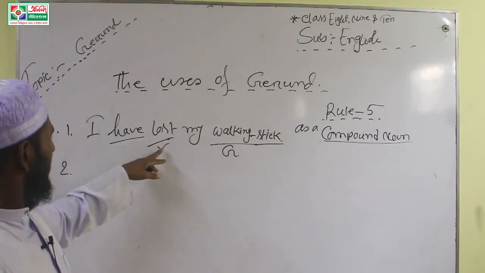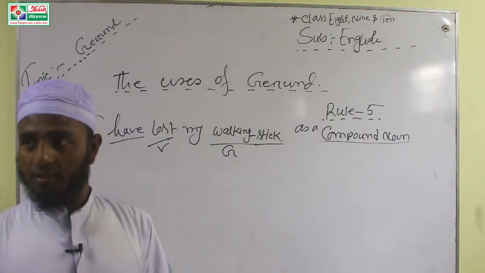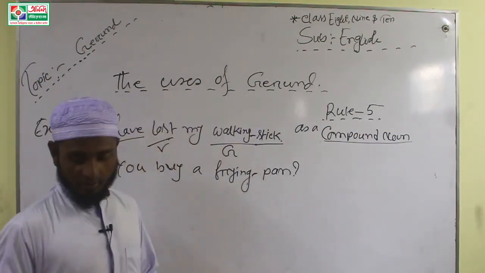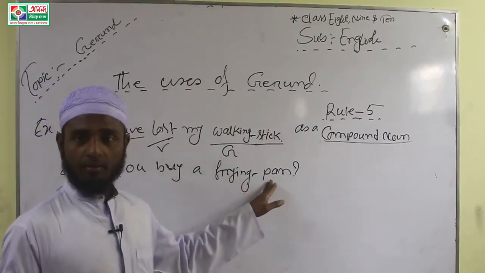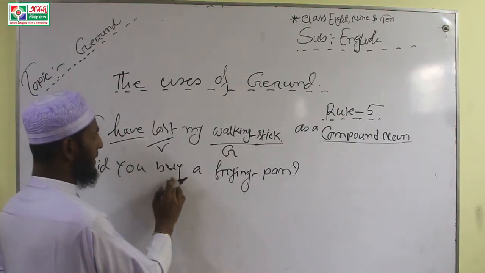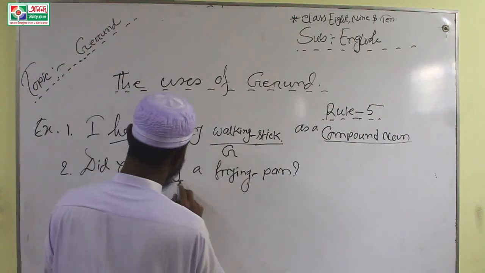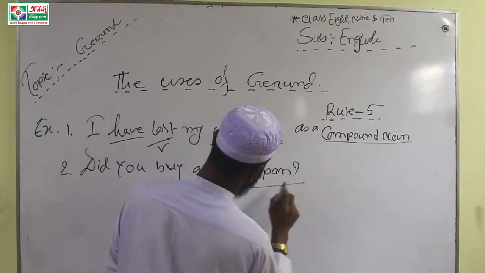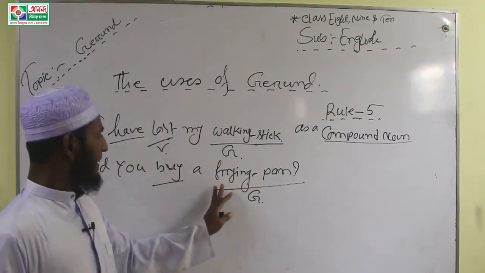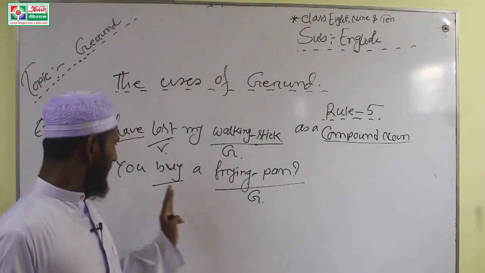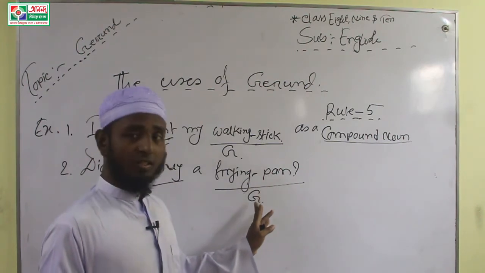I have lost my walking stick. Here lost is the verb and walking stick is the compound noun, that means gerund. Did you buy a frying pan? This is the verb and this is the compound noun, that means gerund. Here, buy is the main verb, and frying pan is the compound noun.